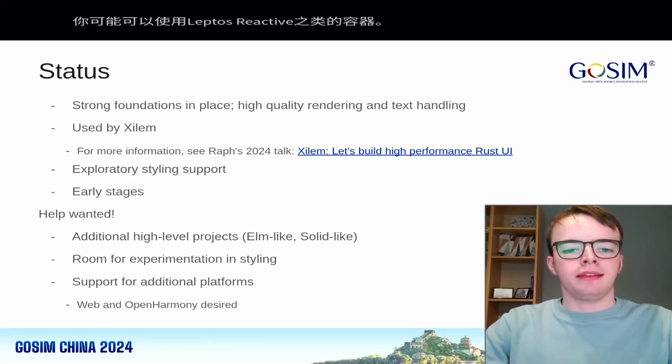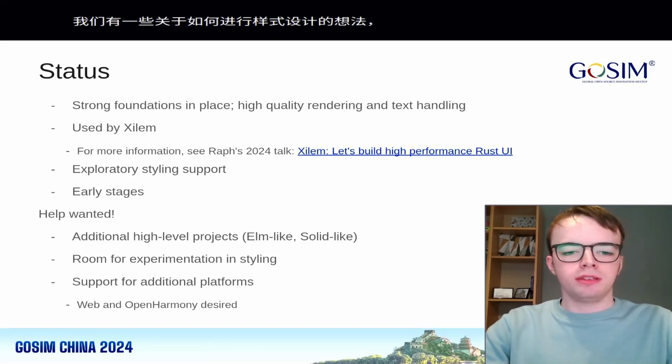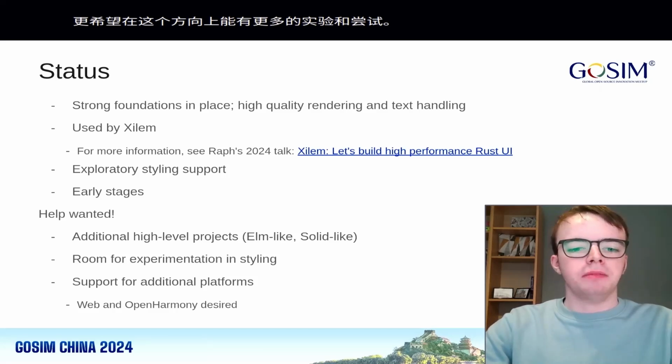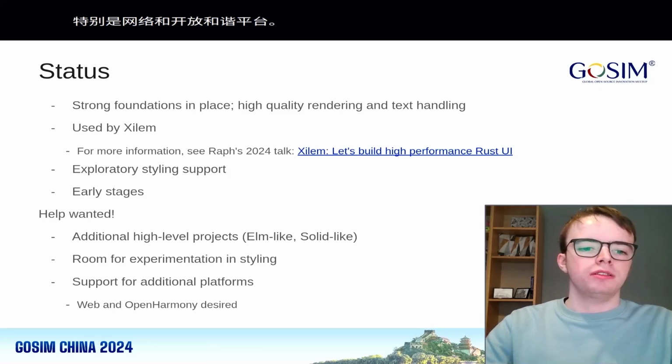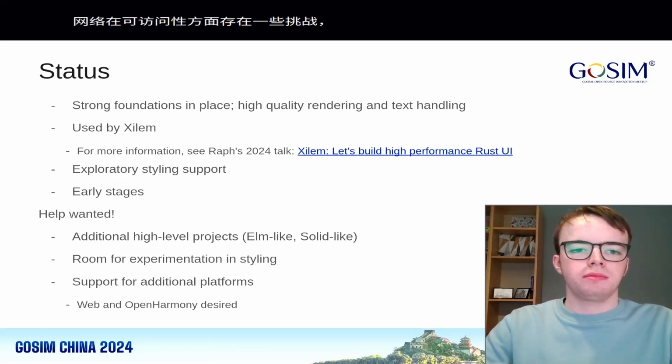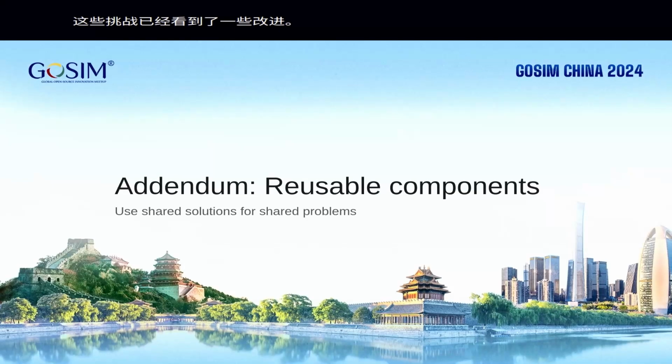We would also like to add support for additional platforms, especially the web and OpenHarmony. The web has some challenges with accessibility, but that has seen some improvement. We would also like to have more testing on iOS. We know that this is a big task, and we've been solving a lot of problems along the way. We have designed abstractions and libraries for some parts of this, which can be used independently from Masonry.